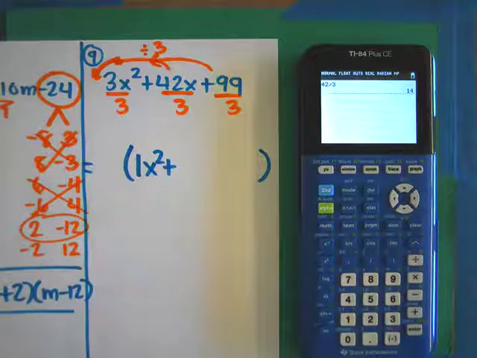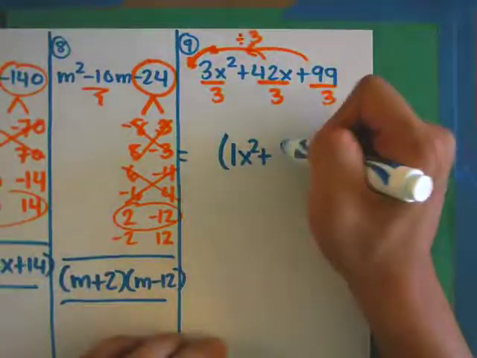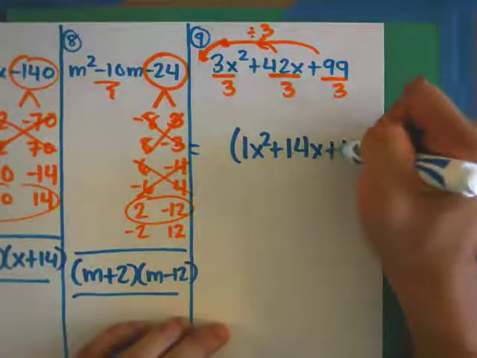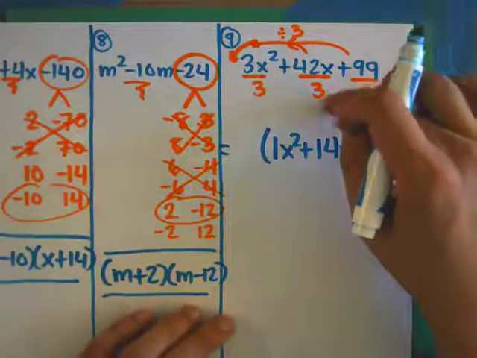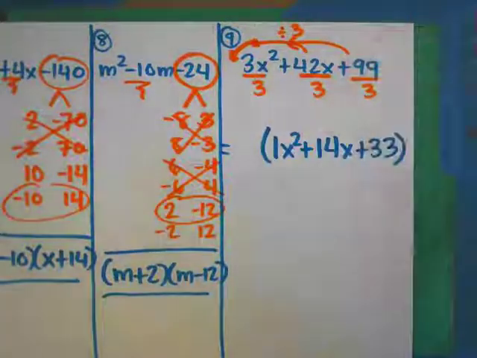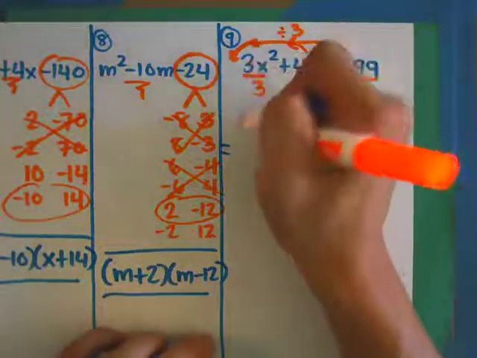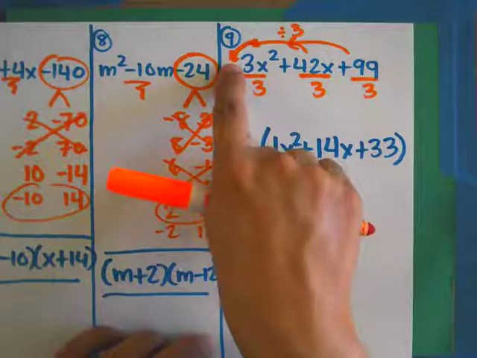If you're not particularly good with your division, I don't think there's anything wrong with grabbing a calculator. You know, 42 divided by 3 is 14. So we can go 14x over here. And then 99 divided by 3 is going to be 33. I mean, you can also do this long ways too with long division, but that will be for a different type of video. Don't forget, remember what those reverse arrows are for.